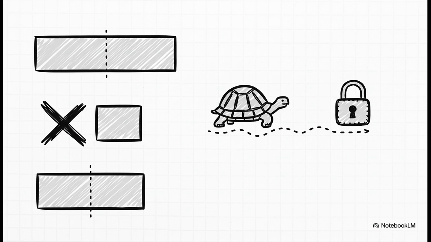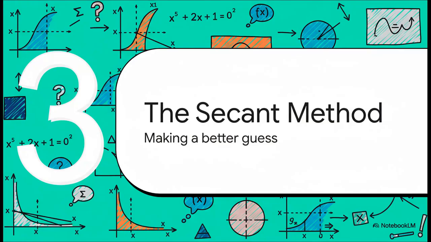It's a sure thing. It will find the root. The bisection method is solid, for sure, but just chopping the interval in half every time feels a little, well, blind, doesn't it? It doesn't pay any attention to the shape of the function at all. So that begs the question, can we make a smarter guess?